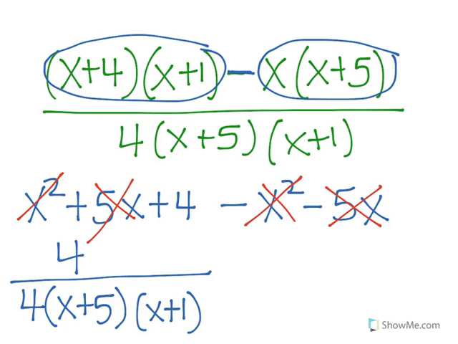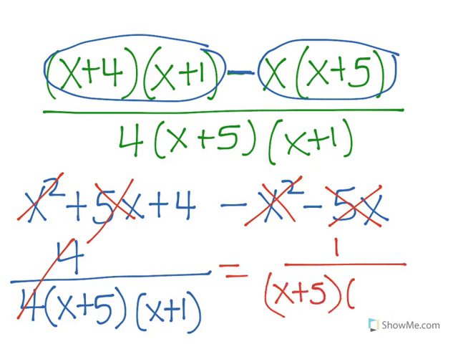And here we go. We can simplify one more time, and these 4's now can cancel out. And our final answer is 1 over x plus 5, x plus 1, and don't forget that last part, x cannot equal -5 or -1.